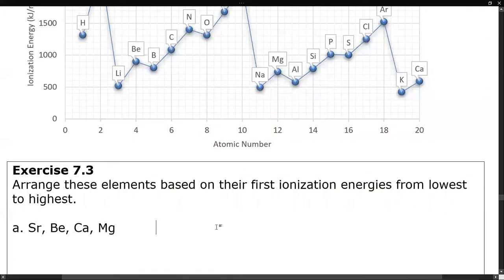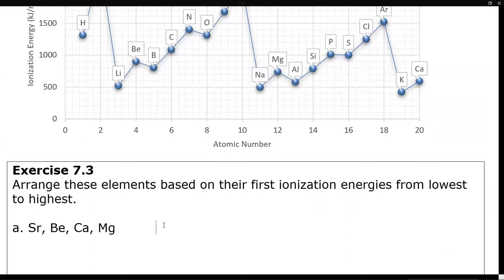Okay, let's look at these. They're all in the same column, so the top of the column is going to have the highest ionization energy. The bottom of the column is going to have the lowest ionization energy. And if we kind of look, we can still see it there on the graph. Magnesium is going to cause us maybe just a little bit of a blip, but since everything's in group 2A, it should be fine.